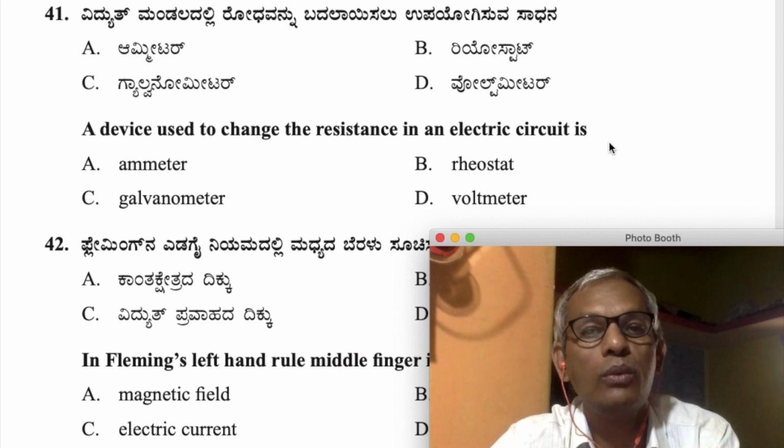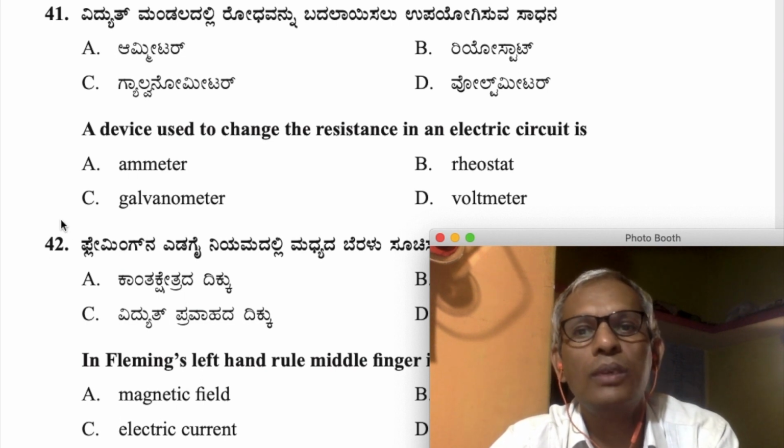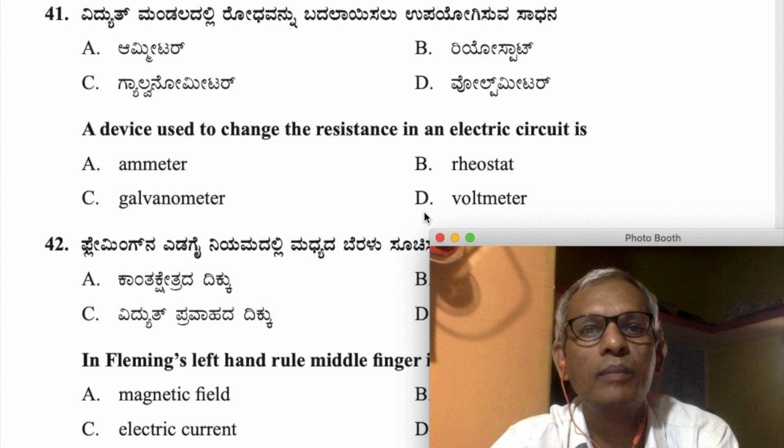But if you want to vary the resistance of that circuit continuously with the help of a certain device, the requirement is a variation of resistance. The device which is used to vary the resistance, in the previous class I had told, is the rheostat. So here 4 options are given: A ammeter, B rheostat, C galvanometer, D voltmeter.